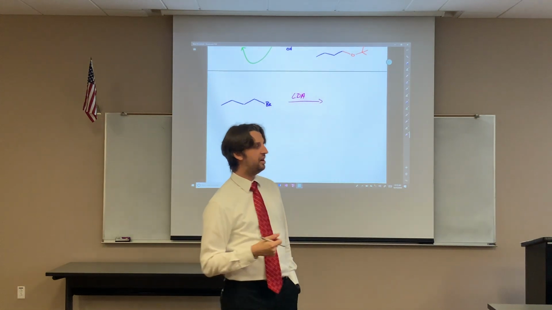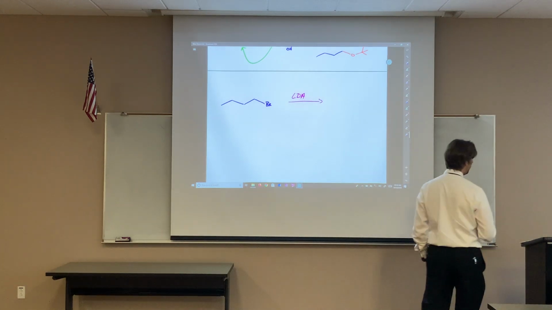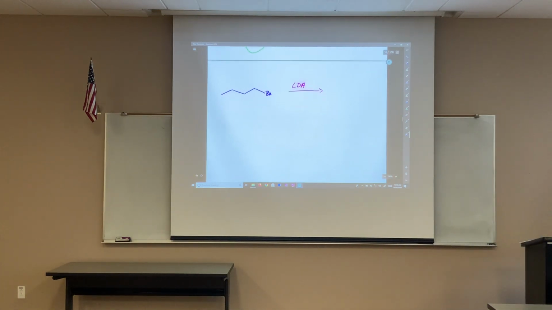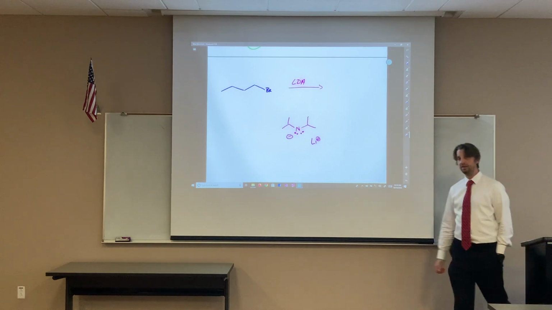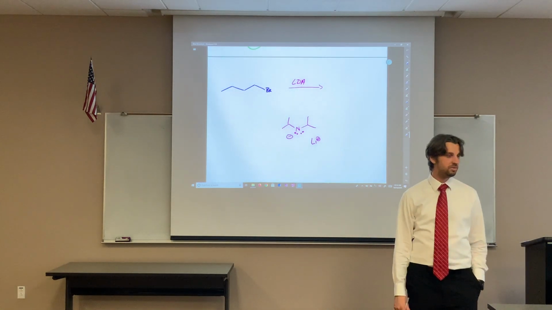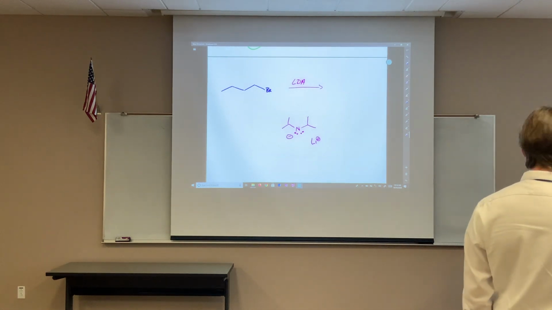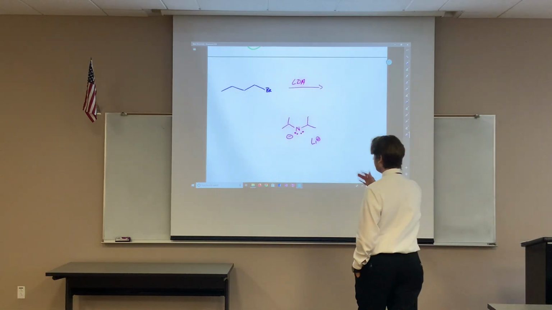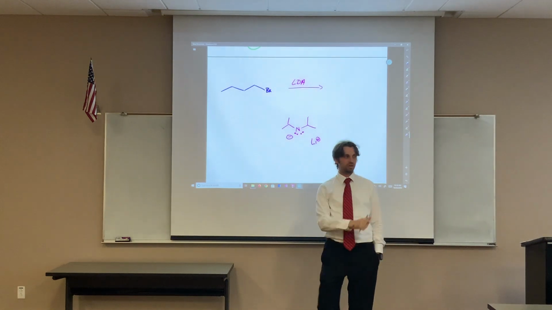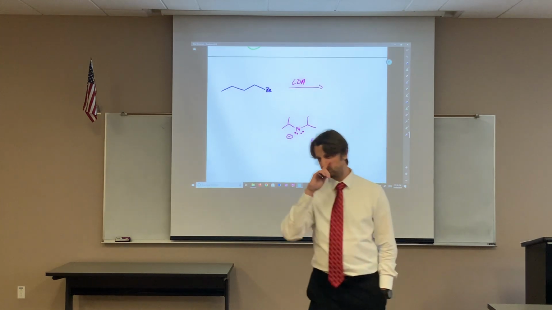So LDA is another base that we need to pay attention to, okay? We'll see it crop up from time to time, a little bit more in the second semester than in the first semester. But that doesn't mean it doesn't have its purposes here. LDA stands for lithium diisopropyl amide. That's what it looks like. So tell me what you notice.